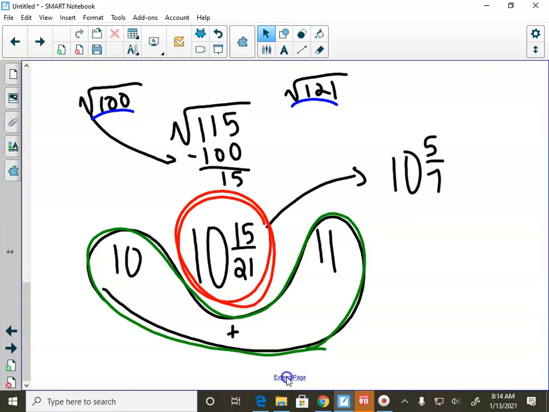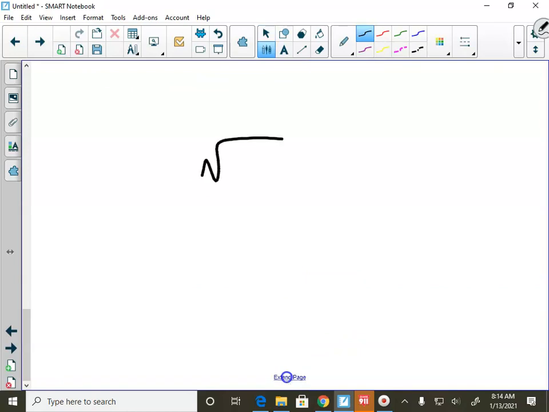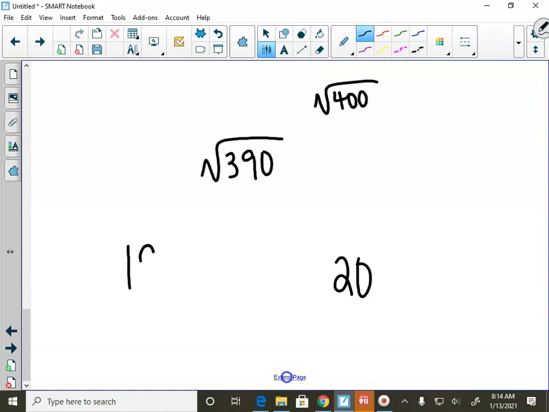And we're going to do one more. We'll do one that's a little bit higher, just so you can see. It really doesn't matter what number you pick. It's still going to work. So let's say we're going to try and find the square root of 390. Okay, well, you should know the square root of 400, right? That's going to be 20, and you can see how close that is. So that means this one's going to be 19.